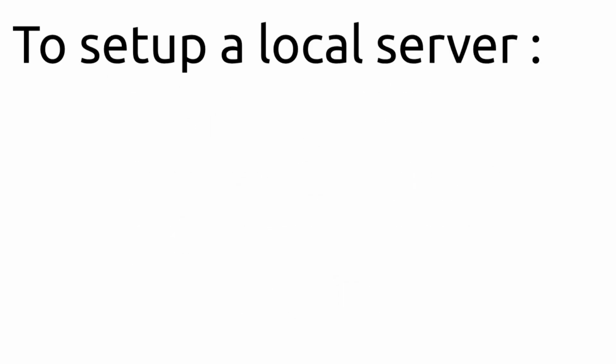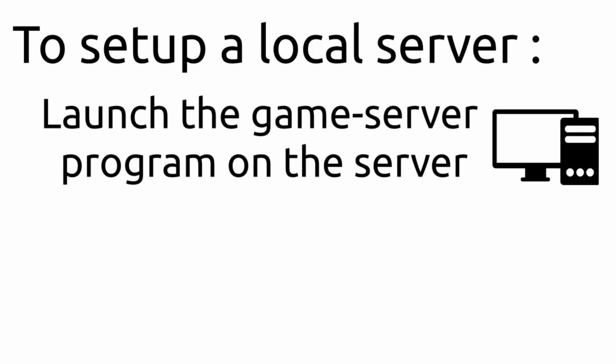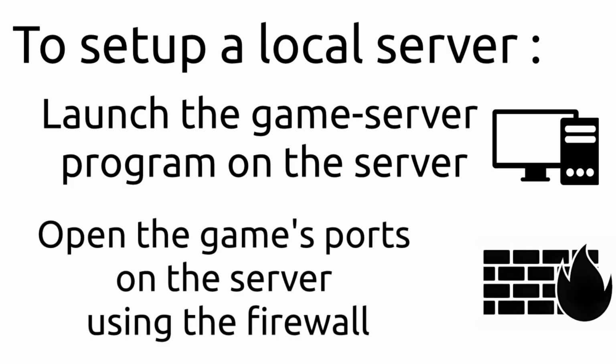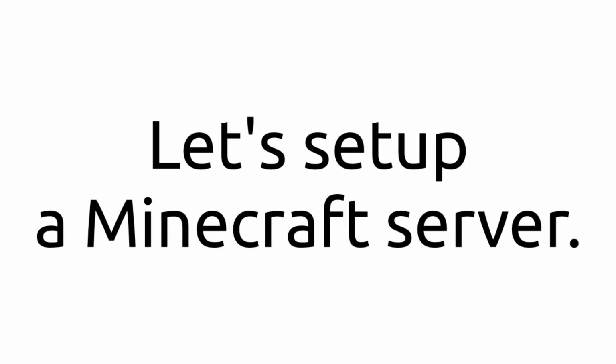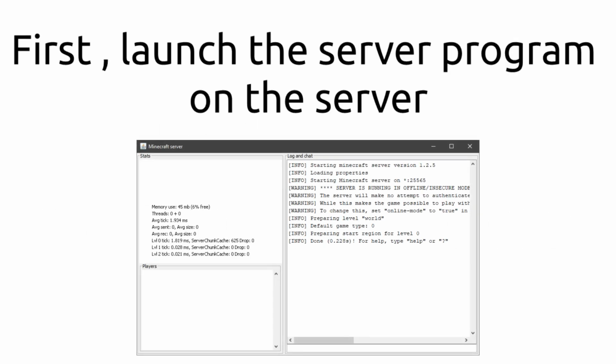To set up a local server, we need to launch our game server program on our server. In our example, it's the old PC, and then open the specific port that defines our game in our server to allow incoming and outgoing traffic. Let's take the example of a Minecraft server. First, launch the server. Here I'm running the Minecraft 1.2.5 server, but it can be any version you want.